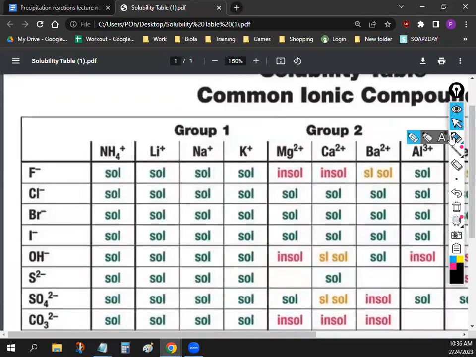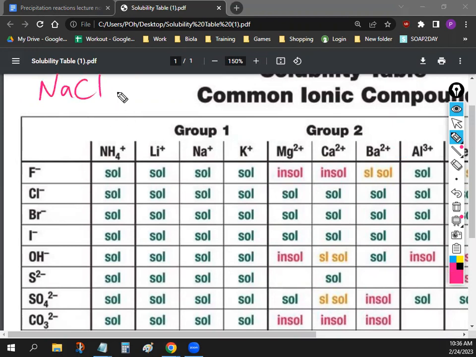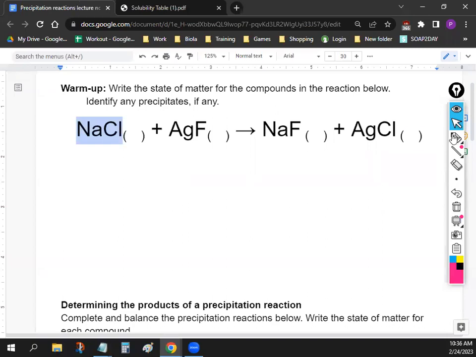So if we have NaCl, what's one ion that comes out of NaCl? Yeah, Na, right? So Na plus 1. And what's the other one that comes out of it? Yeah, Cl minus, right? So underneath that chemical, we can just write Na plus and Cl minus. Super simple. So underneath this guy, let's write Na plus and Cl minus.